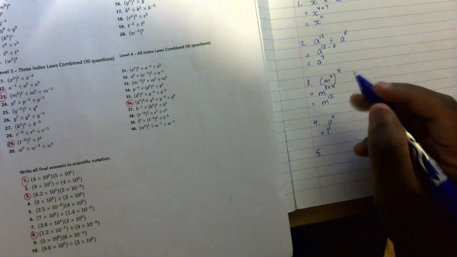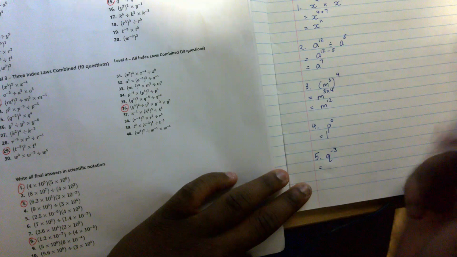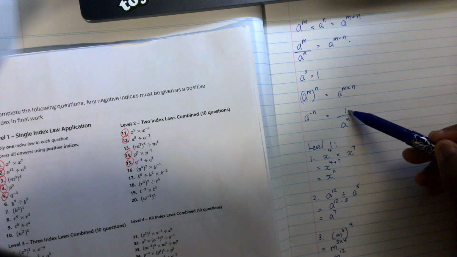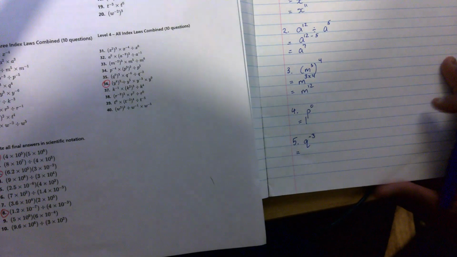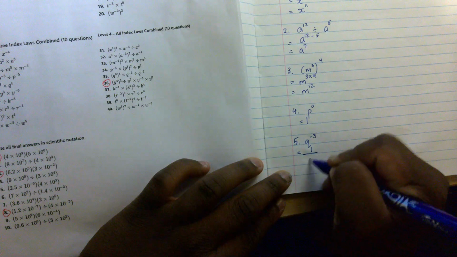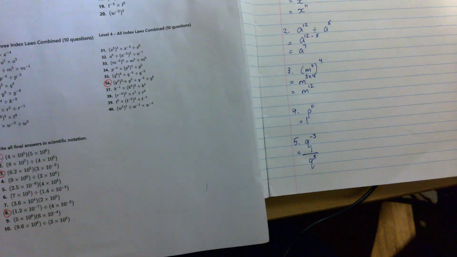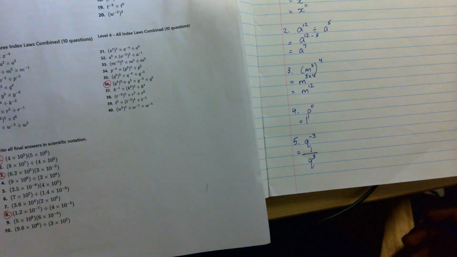And our fifth one is p. Sorry, I can't read the alphabet. That's a q. Q to the negative 3rd. If it's negative, remember we want to represent it as a positive power, which means if we go back up to a law, it's always going to be 1 over that base with the positive power. So coming back here, that's 1 over q with a positive power of 3. And that's the level 1 questions done. Now we're going to move on to level 2, where we combine two index laws.